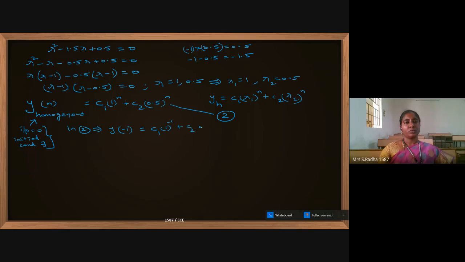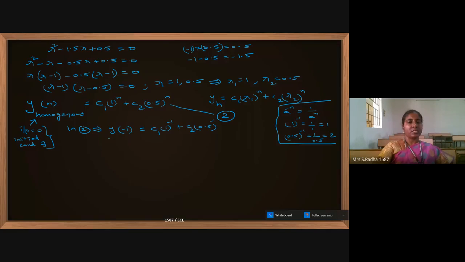C2 into 0.5 to the power minus 1. So what will happen? A power minus n is nothing but 1 by a power n. So 1 power minus 1 is 1 by 1, value is 1 only. 0.5 whole power minus 1 is nothing but 1 divided by 0.5. 0.5 means half, so 1 divided by half is 2. I am going to use this here.